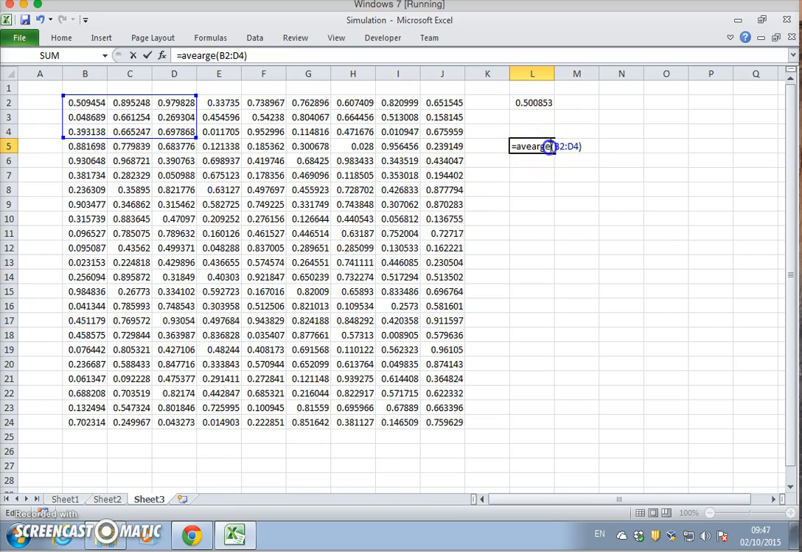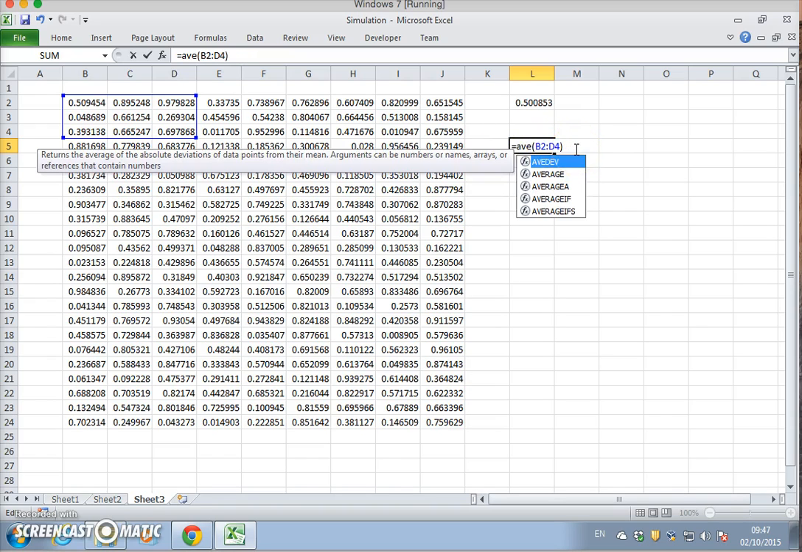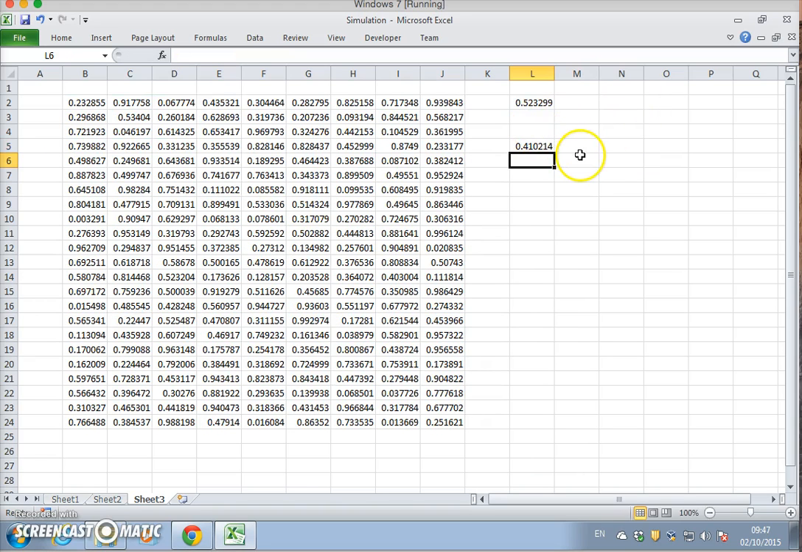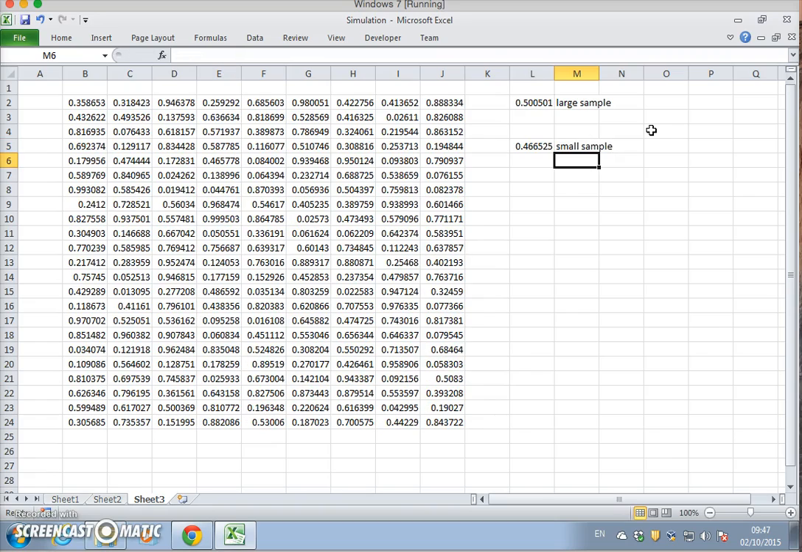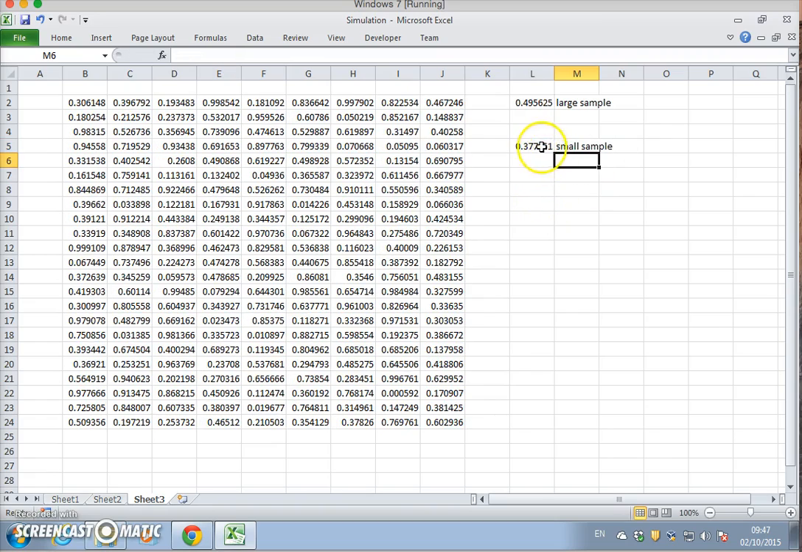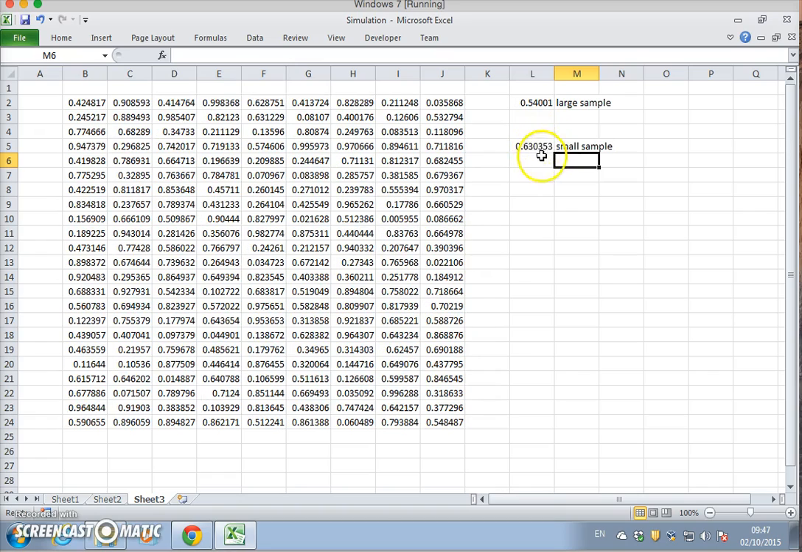So if we write average, which calculates the mean, and hit F9 for the large sample, and then do the same for the small sample, if we hit F9, notice there's bigger variation here. It can deviate very substantially away from 0.5.